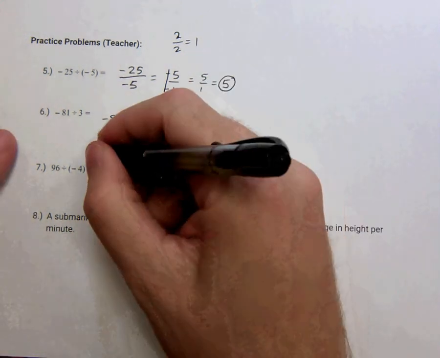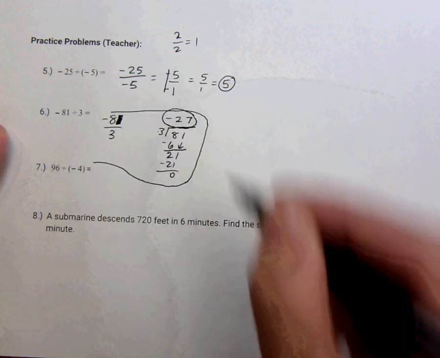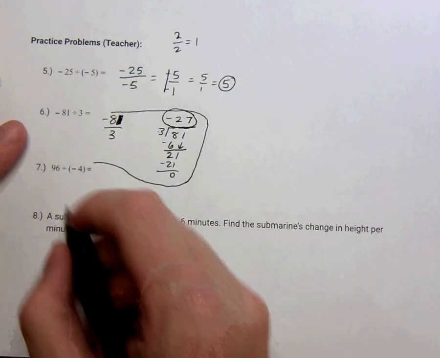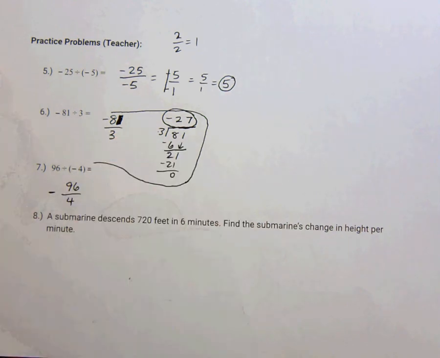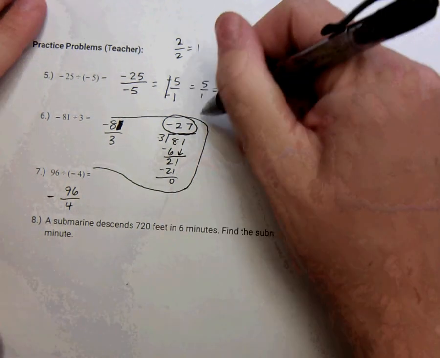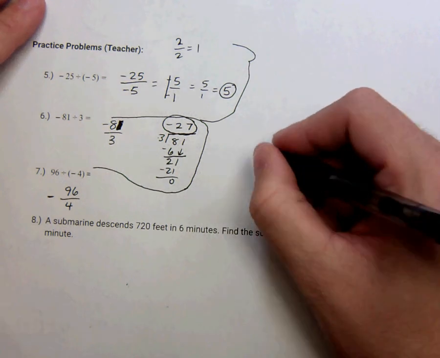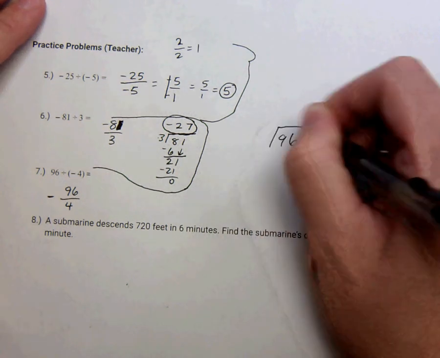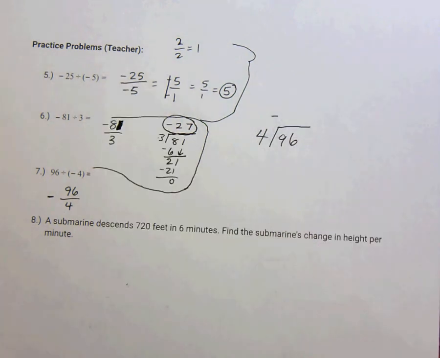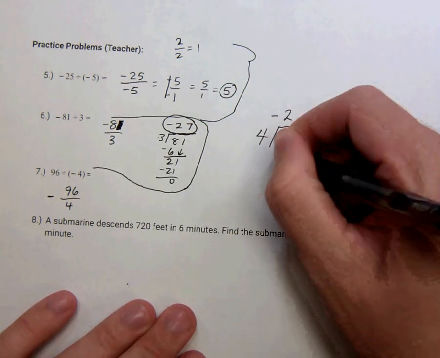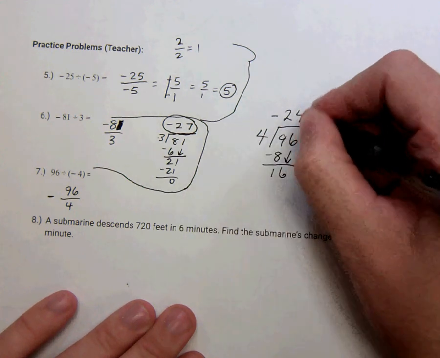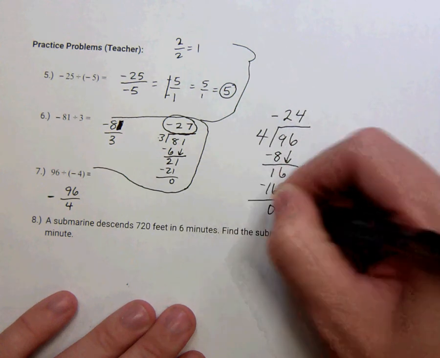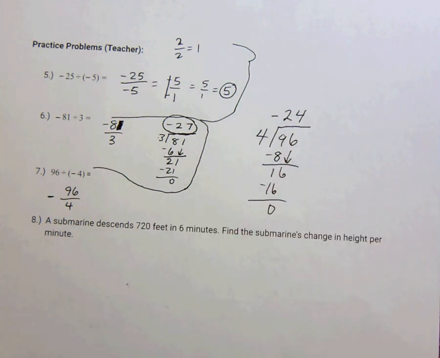Alright, and finally, we have 96 divided by negative 4. Okay, so this is like 96 over 4. There's one negative there, so the answer is going to end up being negative. Probably don't have that one memorized. I don't have that one memorized. So let's go ahead and do long division. Top dog goes in the house. Remember, it's going to be negative. So 4 goes into 9 twice. 8, subtract 1, bring down the 6. 4 goes into 16 4 times. 4 times 4 is 16. Subtract 0. The answer is negative 24.